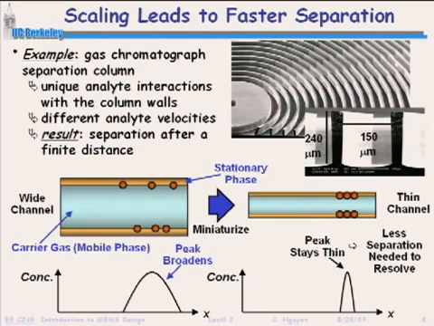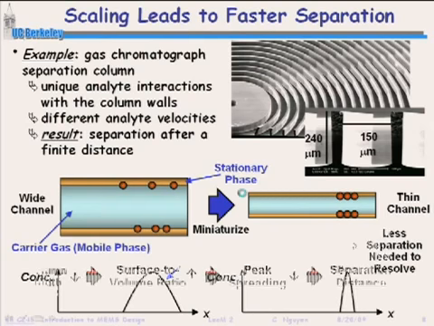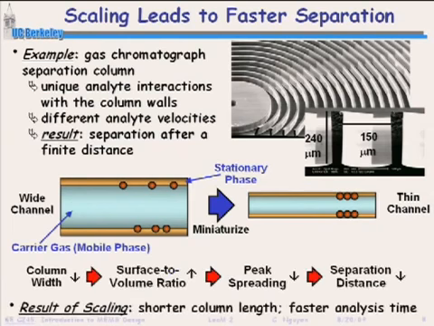Okay, and so that's what the program was going after. You know, column width goes down. It's really a surface to volume ratio going up. That's what's really helping you. We've seen that surface to volume ratio thing before. The peak spreading goes down, and so the distance required to separate, the length of this column becomes shorter, and the analysis becomes faster. That's how the 4 seconds is done. Okay, and you're going from 15 minutes, right? Some of them 2 minutes or so, to 4 seconds, right? Just because you're shrinking this thing down.